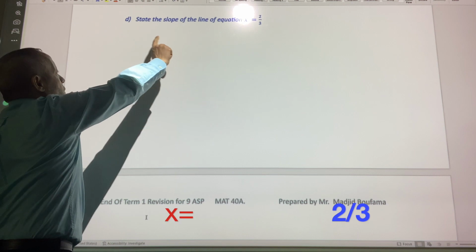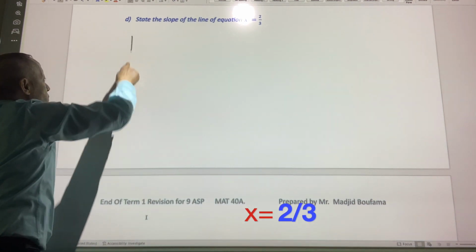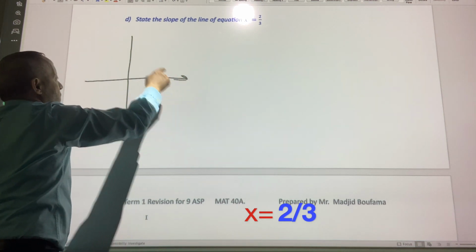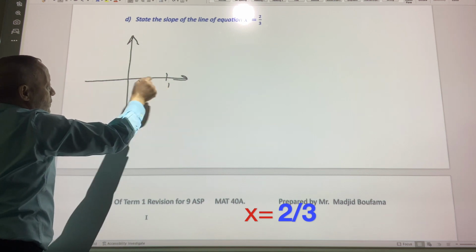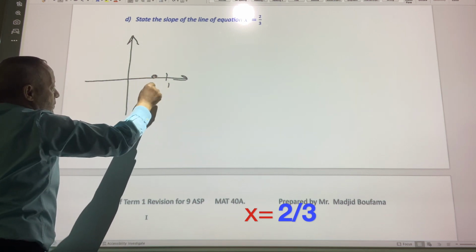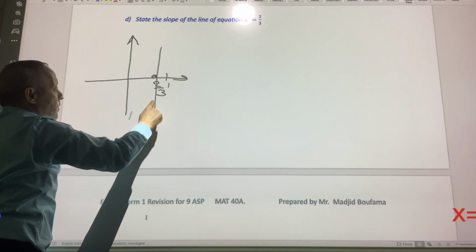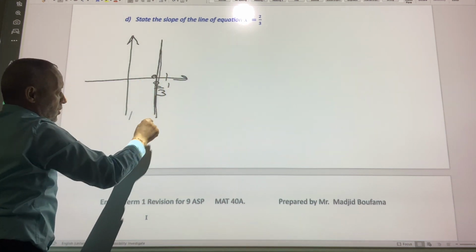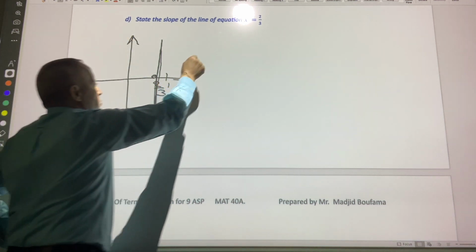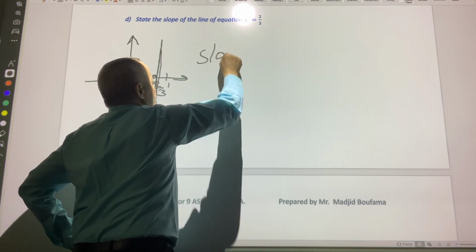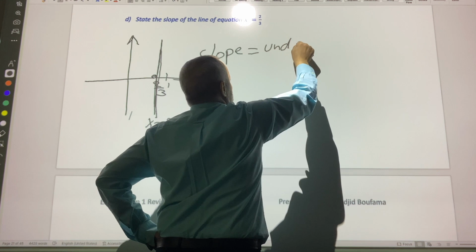Now, state the slope of the line of equation x equals 2 over 3. If you are familiar with this type of equation, if you graph this line, x equals 2 over 3, let's say this is 1, 2 over 3 is somewhere here. x equals 2 over 3 is a vertical line. Any vertical line has an undefined slope. We say the slope is undefined.